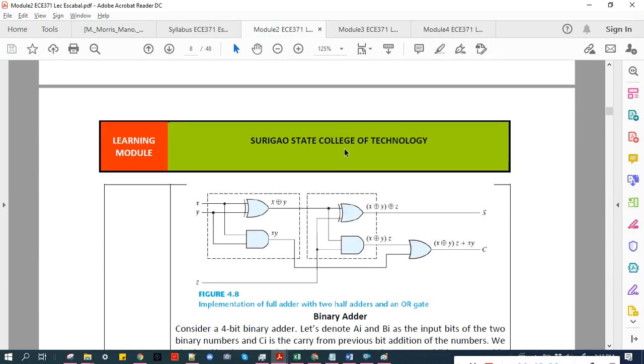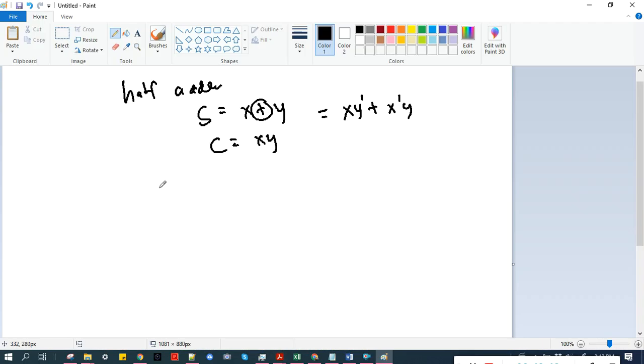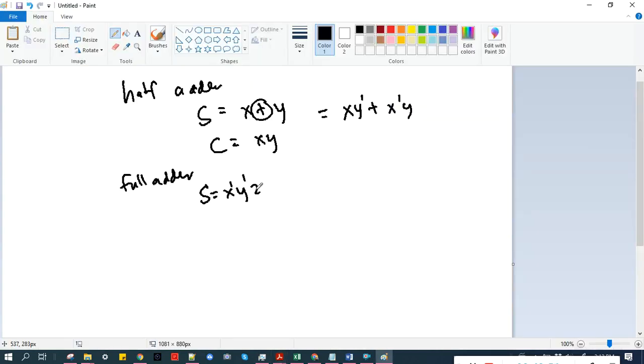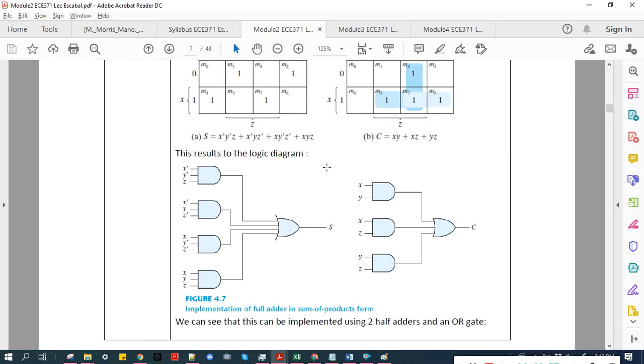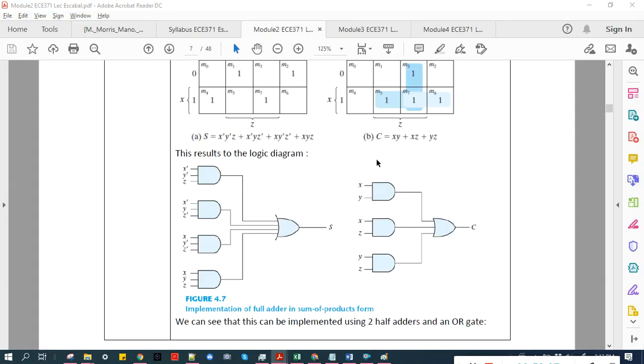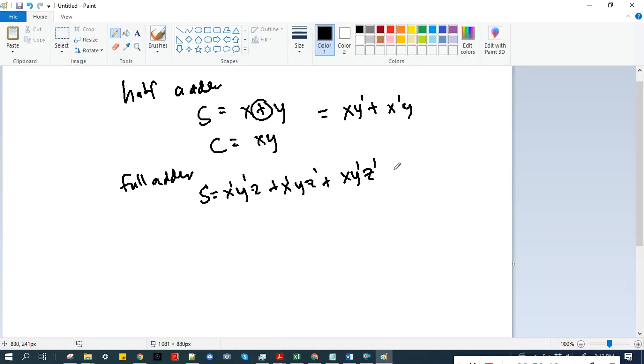For the full adder, S is equal to X'Y'Z plus X'YZ' plus XY'Z' plus XYZ, and C is equal to XY plus YZ plus XZ.